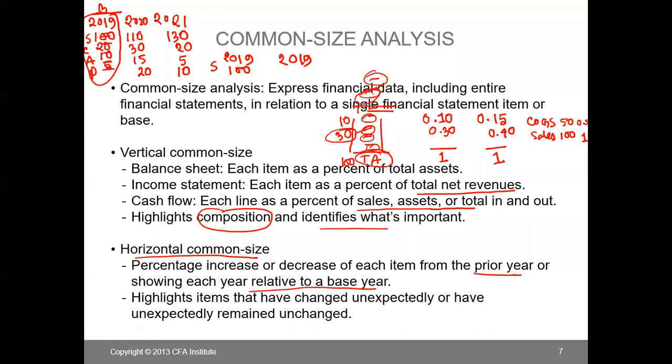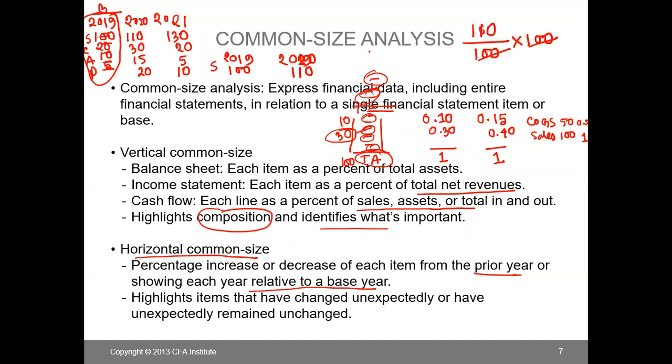2020 sales of 110 is what percentage of 2019 sales? So it is actually 2020 sales is 110 and 2019 sales is 100. And if we express this in terms of percentage, what will we get? It is 110%. I mean that 2020 sales is 110% of the 100 sales in 2019.